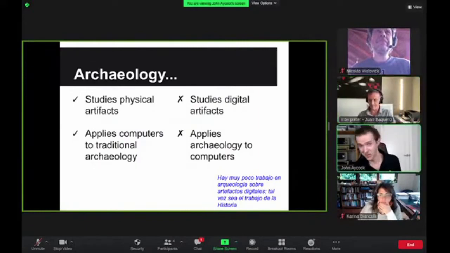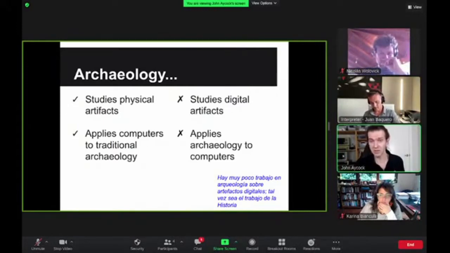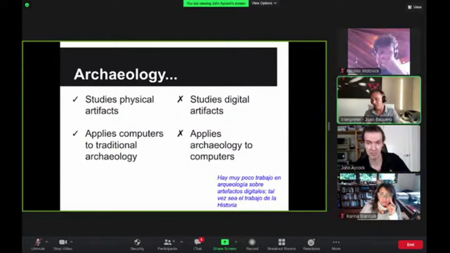Age isn't the issue either, because there's an entire field of contemporary archaeology that studies more modern things. So maybe archaeology isn't a good fit. Maybe this is really a job for history. Tal vez esto sea un campo más para la historia que para la arqueología, porque la arqueología de alguna forma trata de traer las cosas a la modernidad.